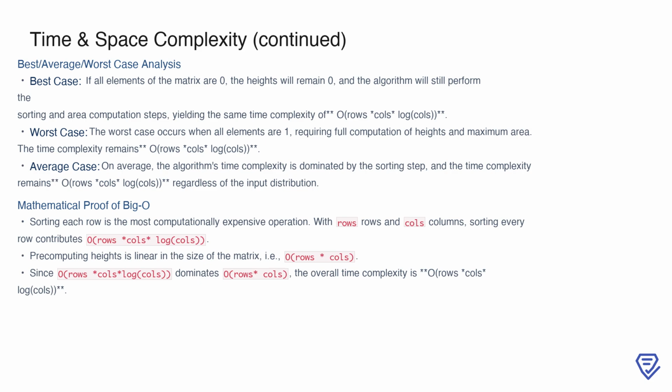Similarly, in the average case, the most computationally expensive operation is still the sorting step, so the time complexity remains dominated by O(rows * cols * log cols). Mathematically, this is because sorting each row contributes O(rows * cols * log cols), and pre-computing the heights adds O(rows * cols). Since O(rows * cols * log cols) is the dominant term, the overall time complexity is O(rows * cols * log cols), regardless of the input distribution.